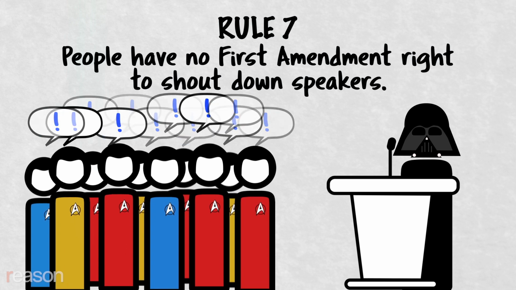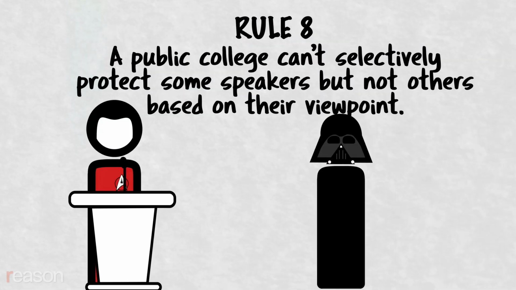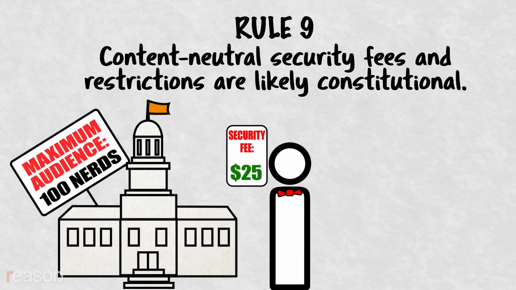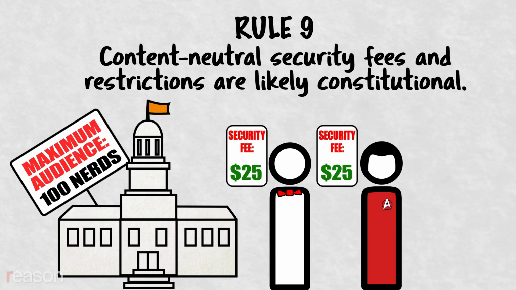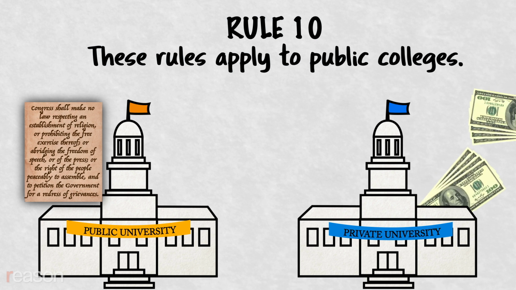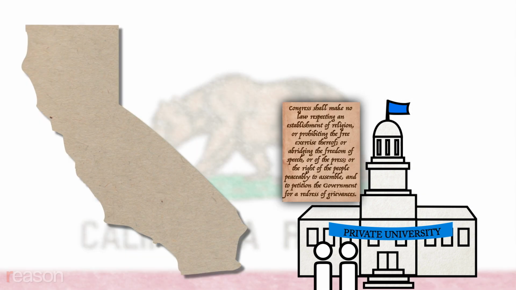People have no First Amendment right to shout down speakers. A public college can't selectively protect some speakers but not others based on viewpoint. Content-neutral fees and restrictions are likely constitutional, and these rules generally only apply to public colleges, but in California, some of them apply to private colleges as well.